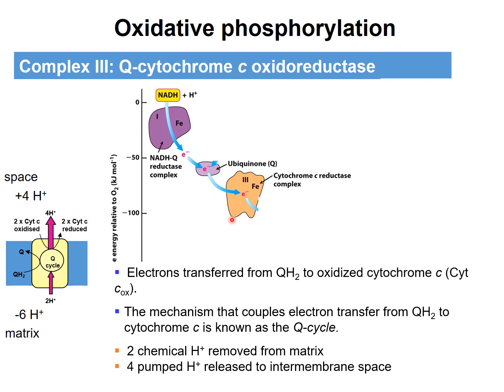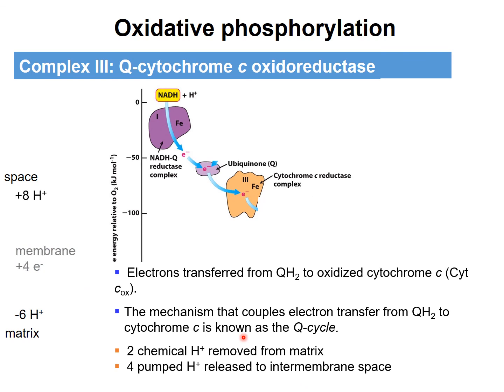In this process, two chemical protons are removed from the matrix to reduce complex number 3, while 4 protons are pumped into the intermembrane space. So with that, you have a larger difference, or a larger potential, in terms of the proton gradient. But don't worry too much about the numbers. It's important that you understand the process.